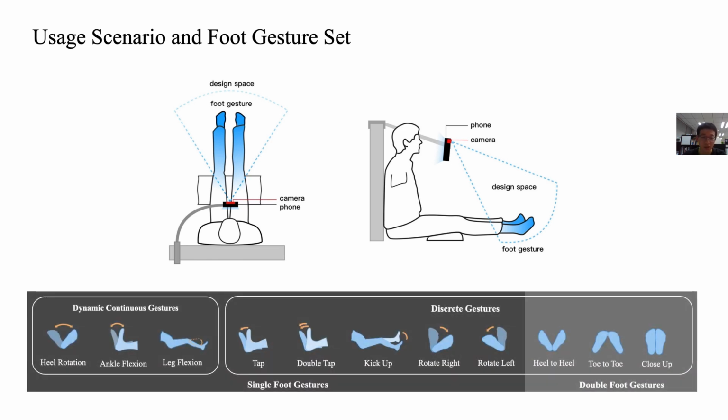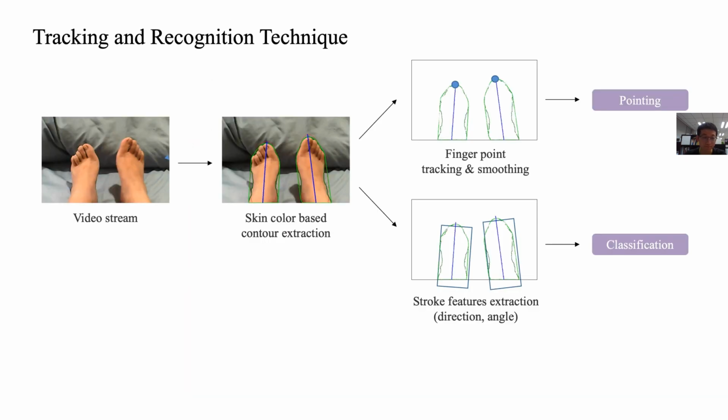Based on the usage scenario and prior research, we propose a foot gesture set which contains 3 dynamic continuous gestures and 8 discrete gestures. Dynamic continuous gestures means gestures that can be tracked continuously with real-time dynamic feedback, and discrete gestures means those that can be used as iconic triggers for commands.